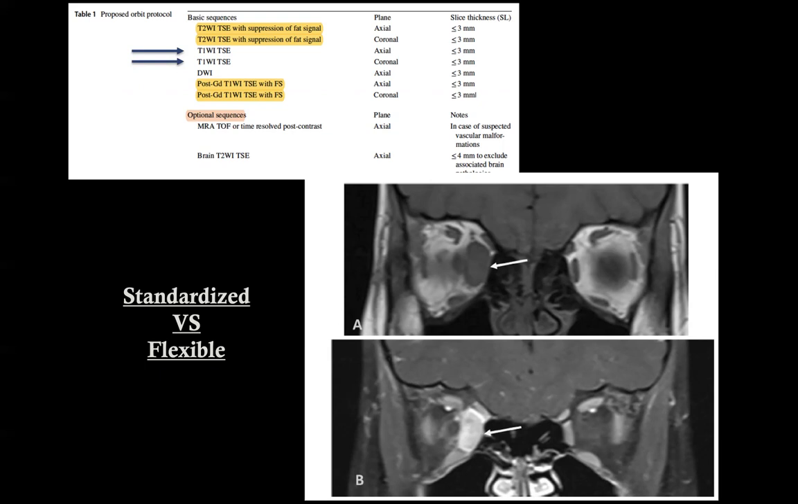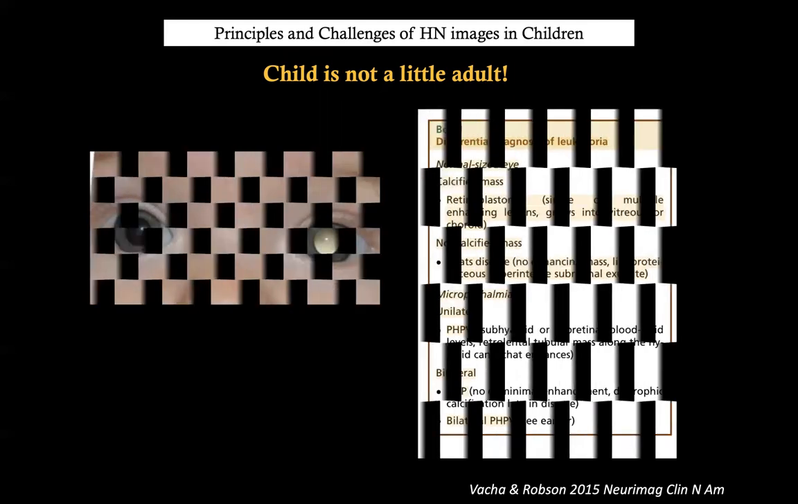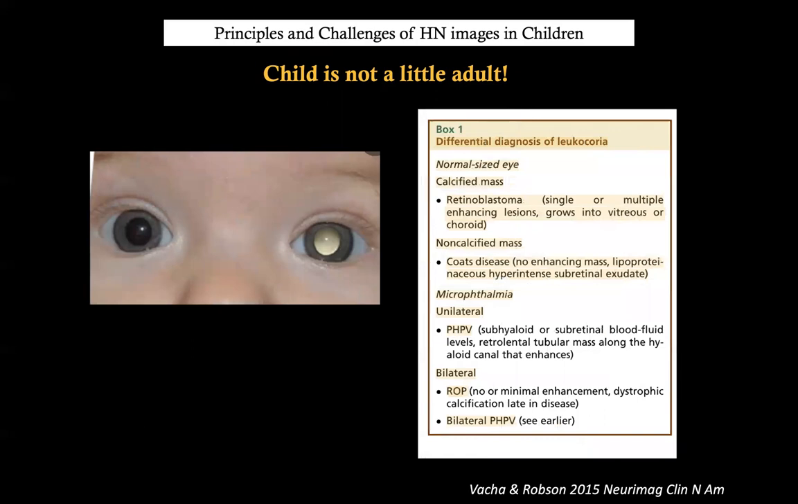But a protocol needs to be also flexible, especially in children. And we know that a child is not a little adult, meaning that children can have specific diseases. And this is, for instance, the case of retinoblastoma that typically presents with leukocoria. So if we have leukocoria, so a white eye, we have to exclude a retinoblastoma, but also apart from the diagnosis, we need to give some specific information to the clinician. So our basic orbital protocol changes a bit.